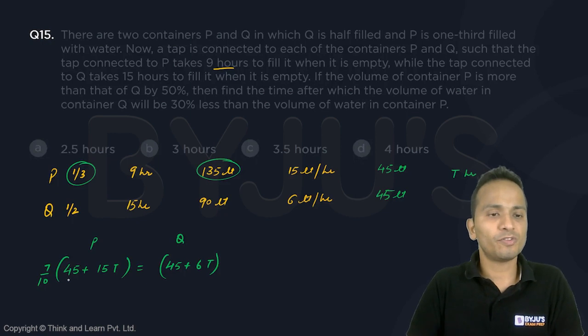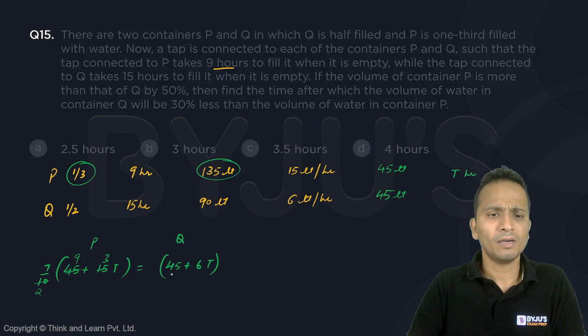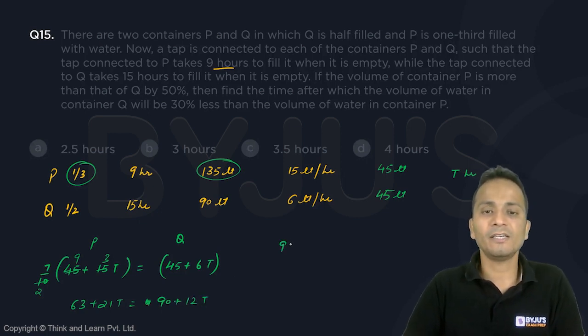First of all, 5 can be cancelled. So 2, 9 and 3, 63. Can I cancel anything else? Yes, I can cancel 3. So 7 into 9, 63 plus 21T is equal to 45 into 2, that is 90 plus 12T. Now simplifying, I'll get 9T is equal to 27 and the value of T comes out to be 3.